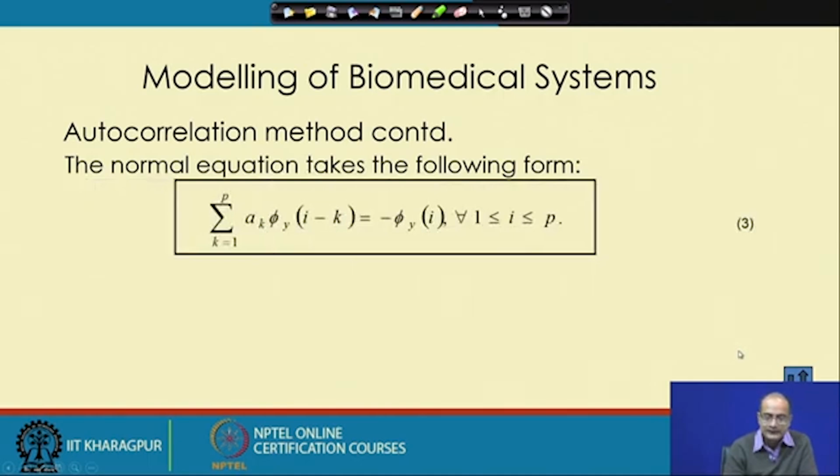Now, for that we get a more compact form of the normal equation. We can write the sum over k equal to 1 to p, where a k is multiplied by phi y at lag i minus k on the left hand side, and the right hand side again has autocorrelation coefficients of phi y. So, we have defined p such equations, and with the help of these p equations we can get the values of a k. Now, before solving that, let us look at some observations.